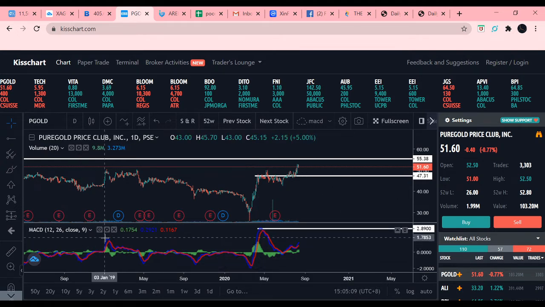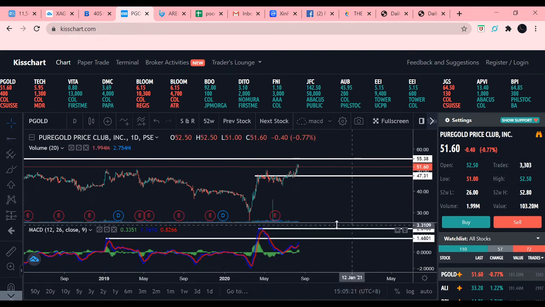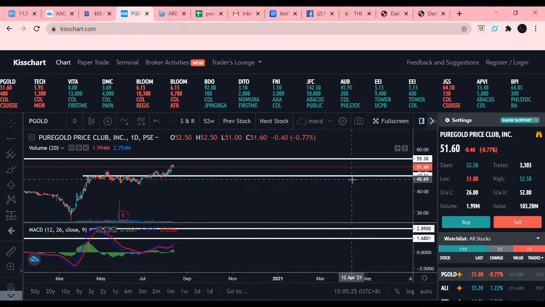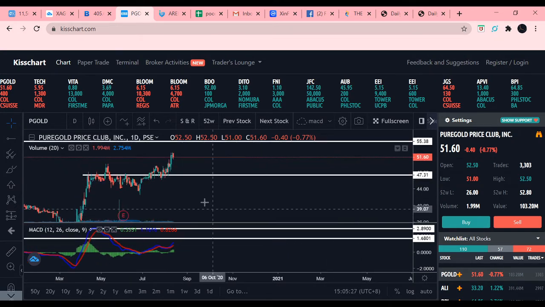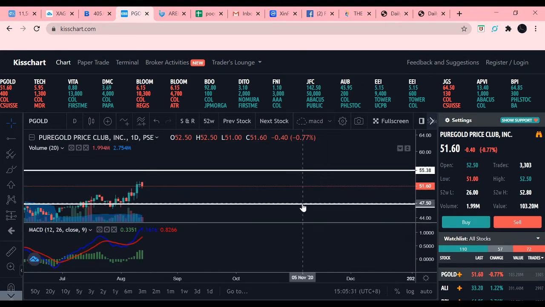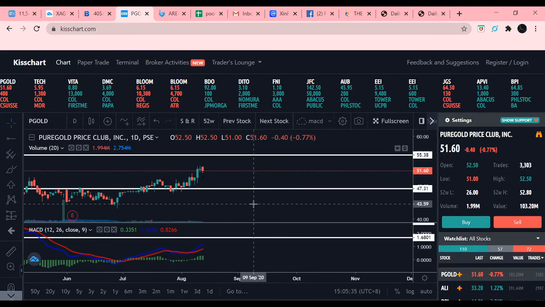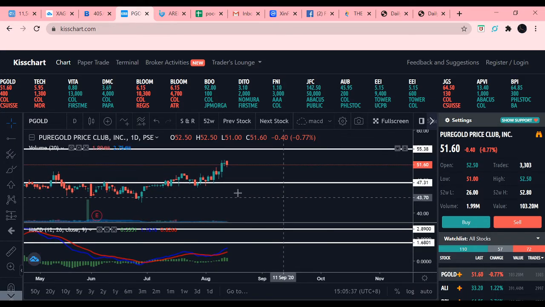Kasi ito, ano na ba siya? Oh, hindi pa. So, itong area muna na to. So, tignan natin kung mabibreak niya yan. And then, kapag nag-break niya yan, of course, check natin dito as a possible resistance sa MACD. And then, on the chart, actually, siya bearish engulfing. So, I'm more bearish.